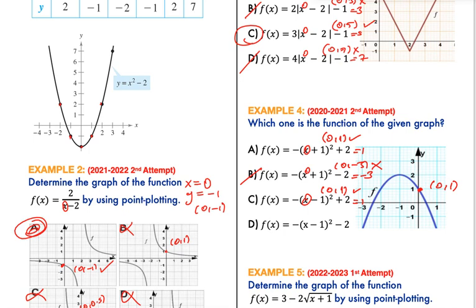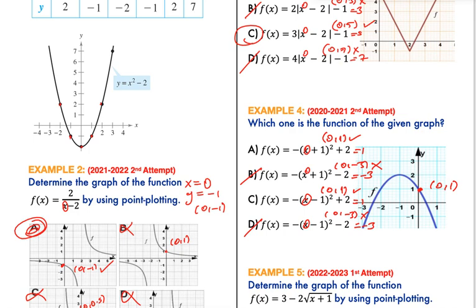Option D, minus 1, minus 2, minus 3. So 0 gives us minus 3. This point is not the same as 0, 1, so that's false. So I eliminated 2 options. I am left with 2 more options.